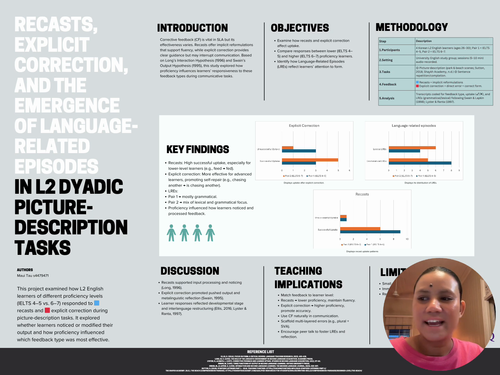In my teaching implications, I found that we should match feedback to learner level: recasts were suited to lower proficiency but maintained fluency, and explicit correction suited high proficiency, which promoted accuracy.